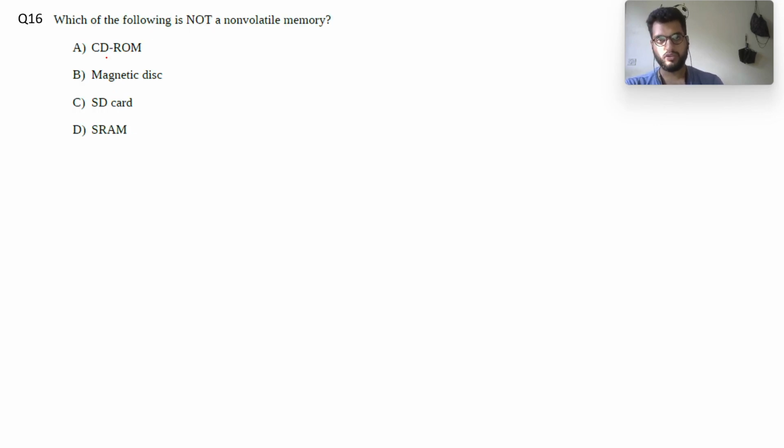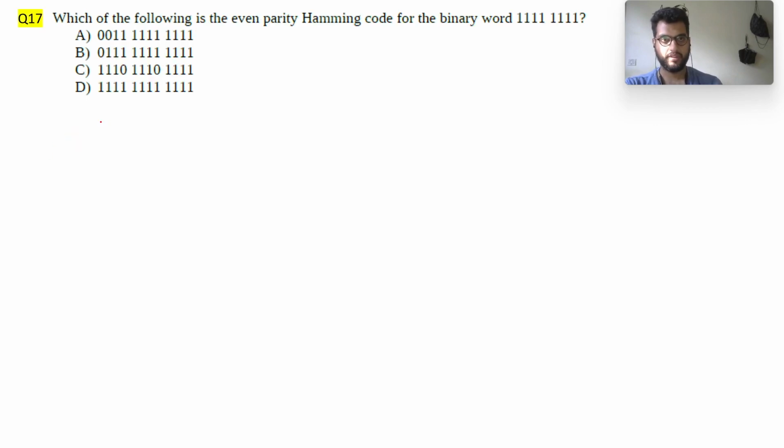So which of the following is not a non-volatile memory? CD-ROM, magnetic disk, SD card, SRAM. Anyone? Yeah, correct. So SRAM is not a non-volatile memory.